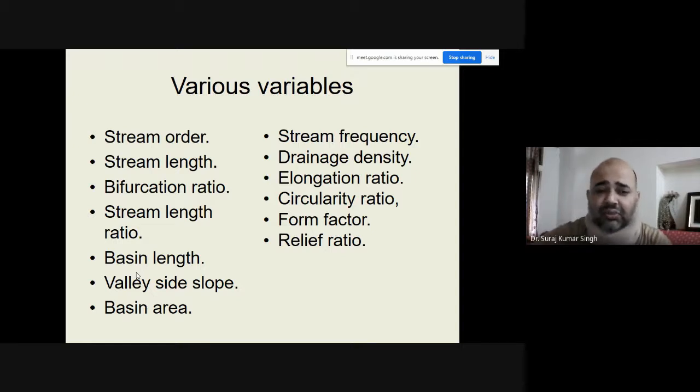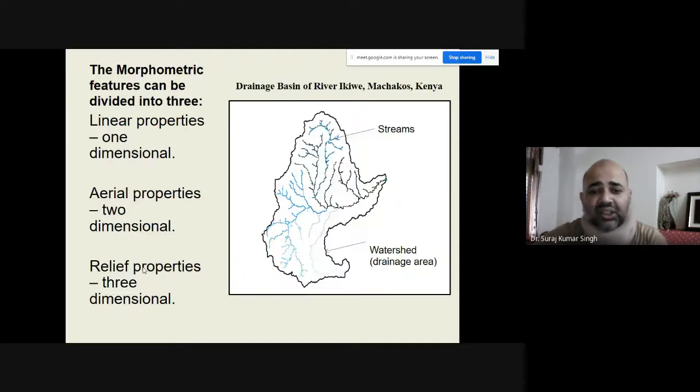These are the different variables that have to be analyzed in order to understand the drainage morphometry of a river basin. So we'll be going into the detail of the different kinds of variables. We'll be reading that in detail in the coming slides.